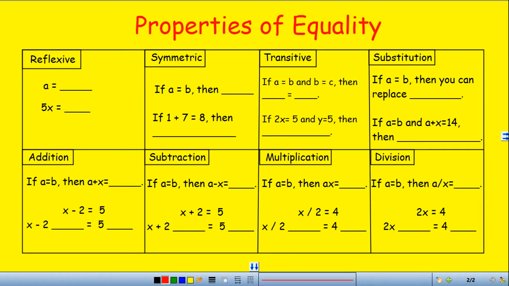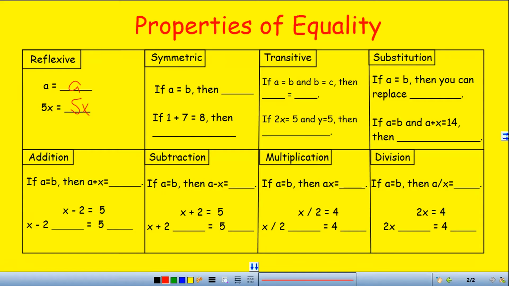Today's lesson is on properties of equality. Now, these are very important whenever we are solving equations. So, the first property we're going to look at is our reflexive property. The reflexive property says that A equals A, just that simple. All right, so if I'm presented with 5x, then I know 5x equals 5x. And this is the reflexive property.